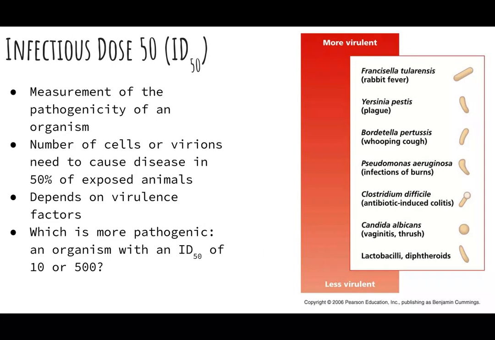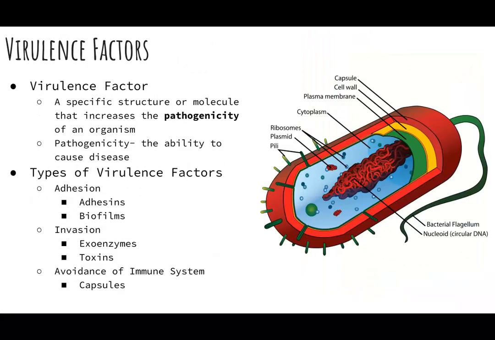So there's actually a really wide range on infectious dose 50. Some ID50s get as low as 1. Just one infectious particle is enough to cause disease, while other organisms have an ID50 of 10 million. You need a lot of them in order to actually cause disease. So remember, the lower the ID50, the more pathogenic the organism is. And that's going to depend on the virulence factors of the organisms.